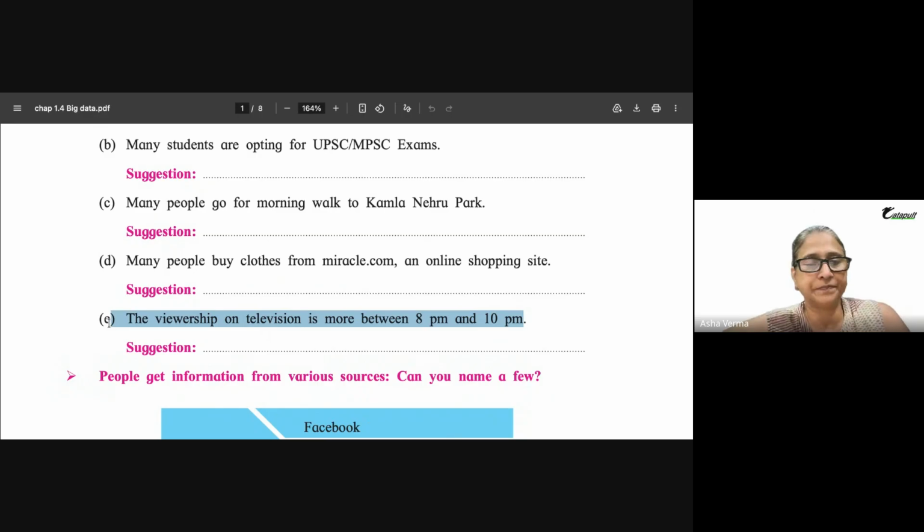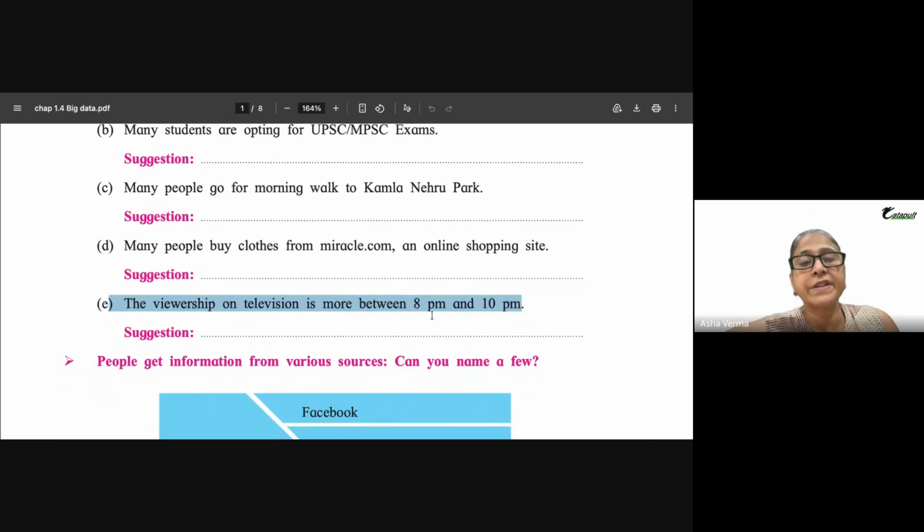Okay. The viewership on television is more between 8 p.m. and 10 p.m. So if you see that more people watch TV between 8 p.m. and 10 p.m., what suggestion can you give? That the popular programs that most people like and advertisements of important things can be shown between 8 p.m. and 10 p.m. Right?